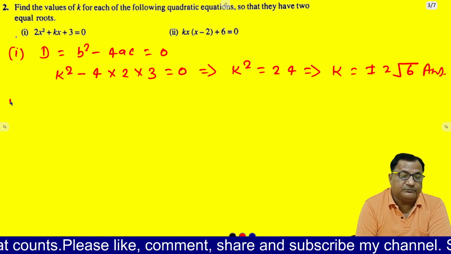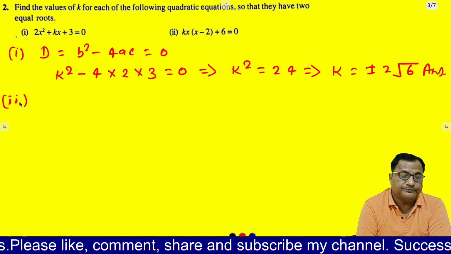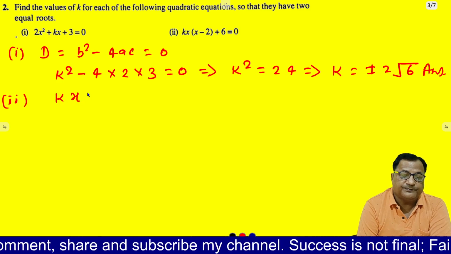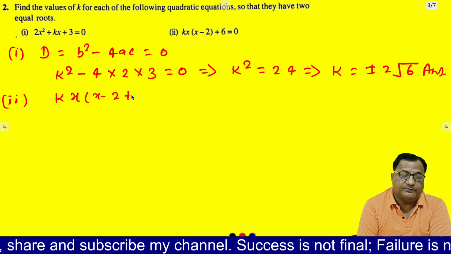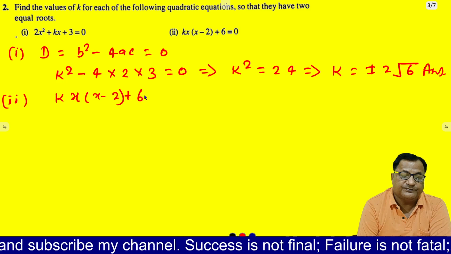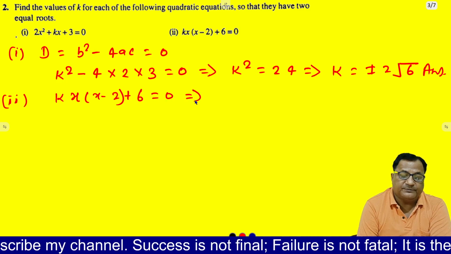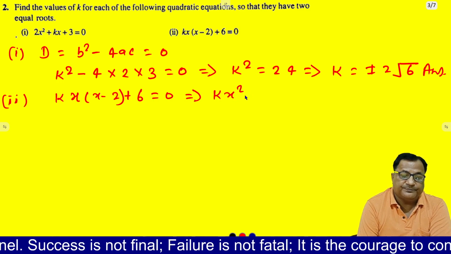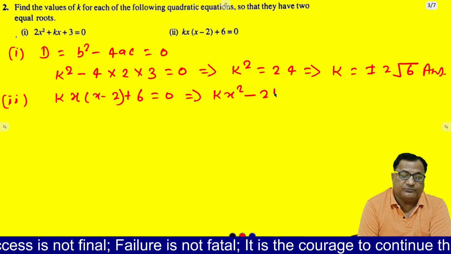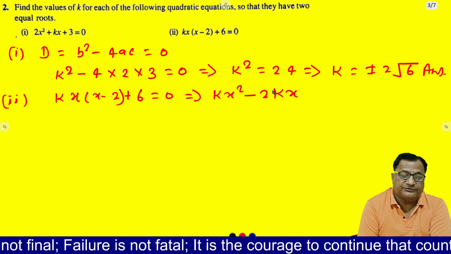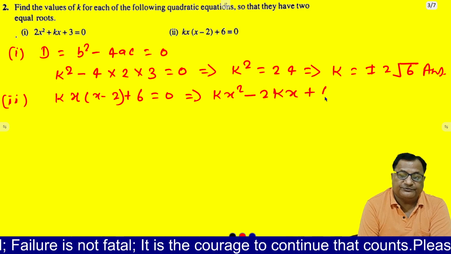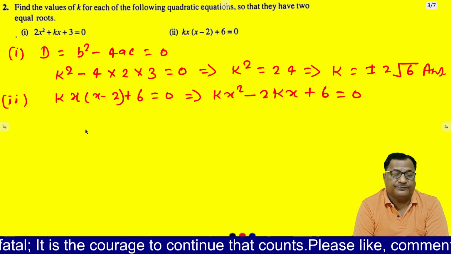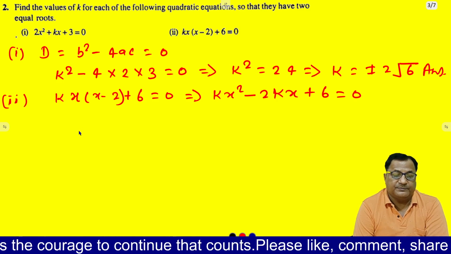Now question number 2. kx into x minus 2 plus 6 is equal to 0. If we multiply this, this will be kx square minus 2kx plus 6. So kx square minus 2kx plus 6.